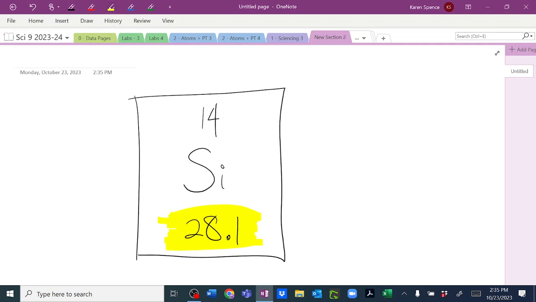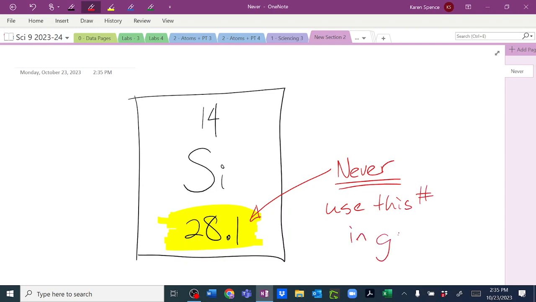This number at the bottom here, you will never use this number in grade 9. You get to use it in grade 11, but you will never use this number in grade 9. Don't ever use it. Just pretend it's not there. Okay? It doesn't mean anything. Well, it does. It's the average mass of all the isotopes, but that is not useful to you in figuring out the number of protons and neutrons.